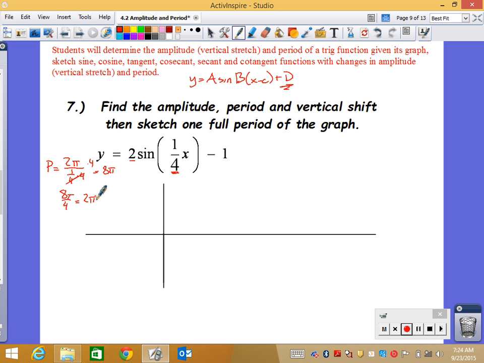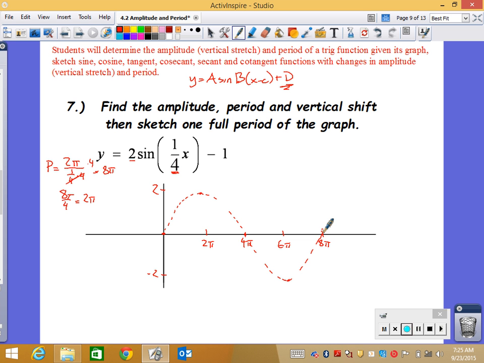So let's draw 2 sine 1/4 x. My key points are going to be at 2 pi, 4 pi, 6 pi, and then at 8 pi. And without this -1, I'm going to be in between 2 and -2. Remember, because of my amplitude change. And now it's just a sine graph. Up to 2, 0, -2, 0 again. So that's my 2 sine 1/4 x.